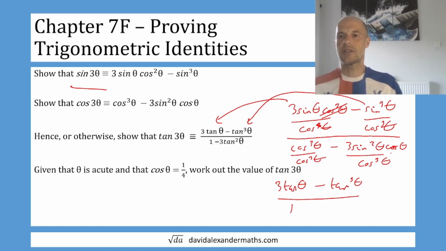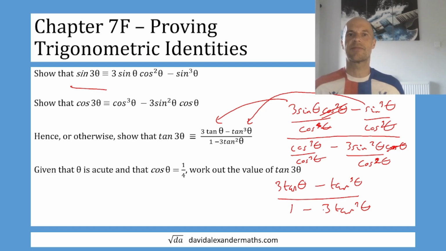And on the bottom, this cos theta on the top can cancel with one of the 3 coses on the bottom. So I've now got cos squared on the bottom. Sine squared over cos squared is tan squared. So that's 1, take away 3, tan squared theta. There we go. And we have proven it.